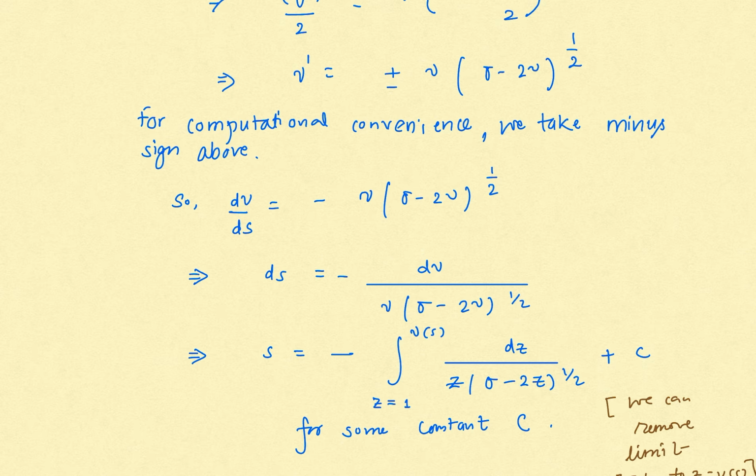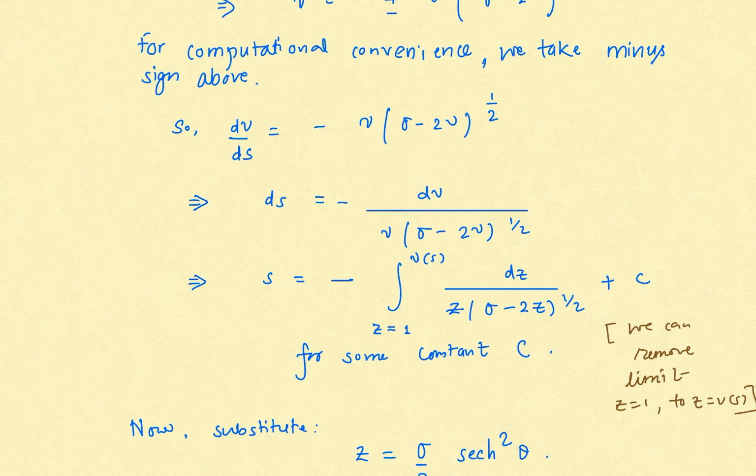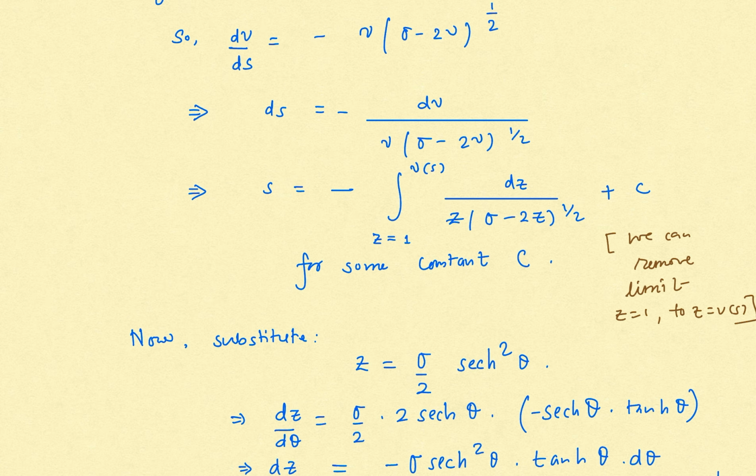Taking the minus sign here, we can write this with ds on the left side and dv on the right side, as a function of v. Then integration will give us s equals negative integral, where the integration variable is z, from v(s) up to a limit, and c will be a constant of integration.